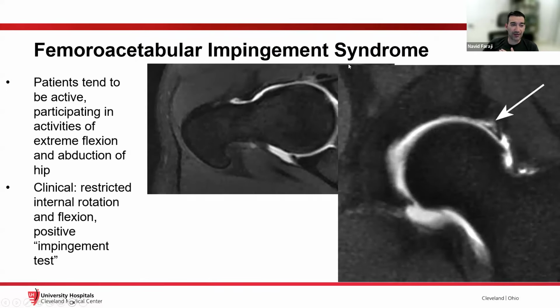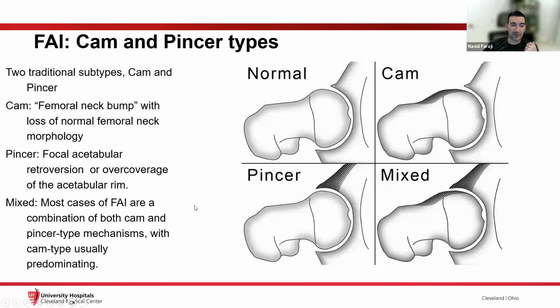So real quick, FAI is a pathology where there's anatomic variation either of the femoral head or the acetabulum or both, in which there's excess bone formation. That excess bone formation can cause chronic repetitive microtrauma and labral tearing, and continued micromotion can cause premature accelerated articular cartilage loss and osteoarthritis. So we talked about normal. Here's what the cam looked like with excess bone. The pincer is when there's excess bone of the acetabulum, and then mixed, which I alluded to, is a combination of both of those things.